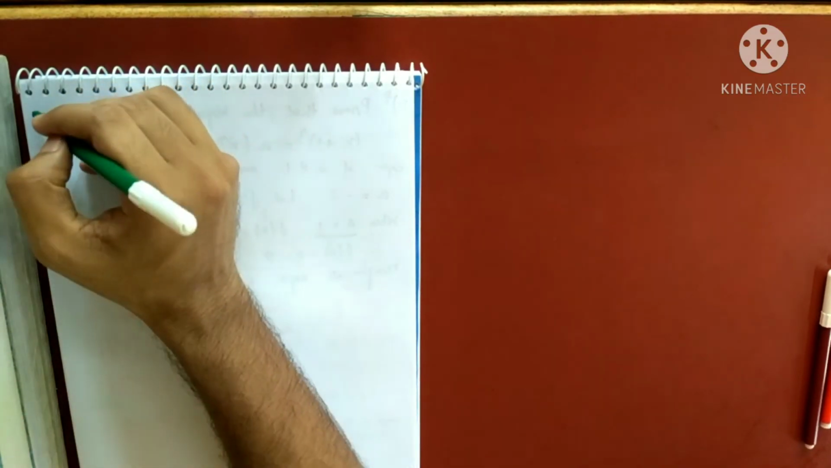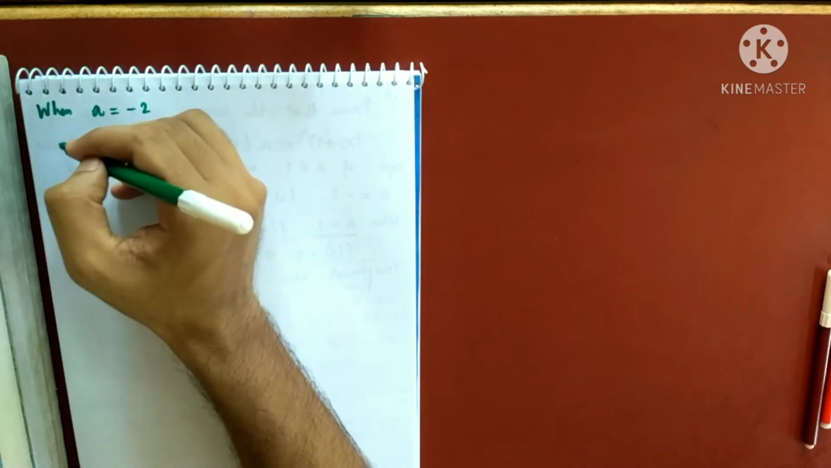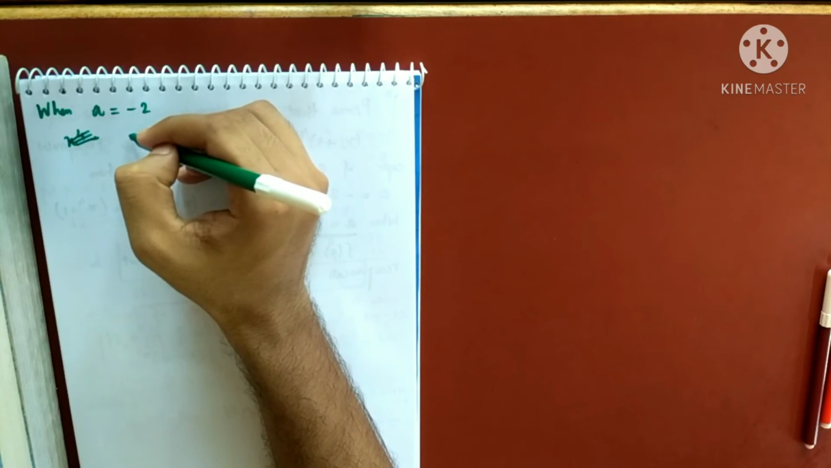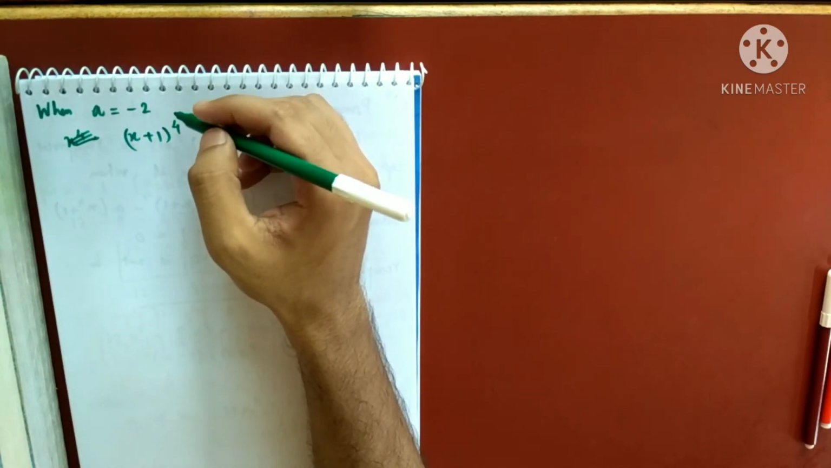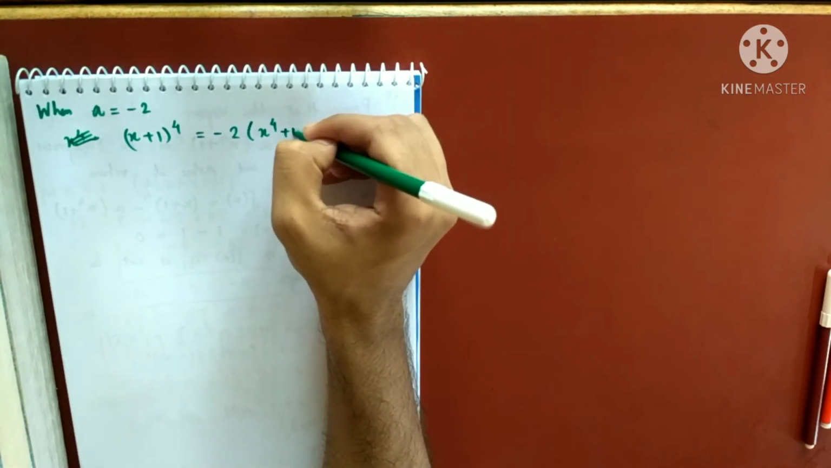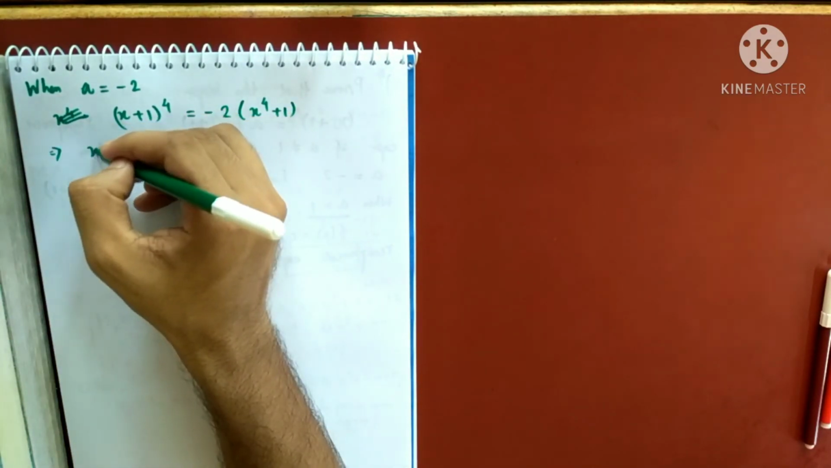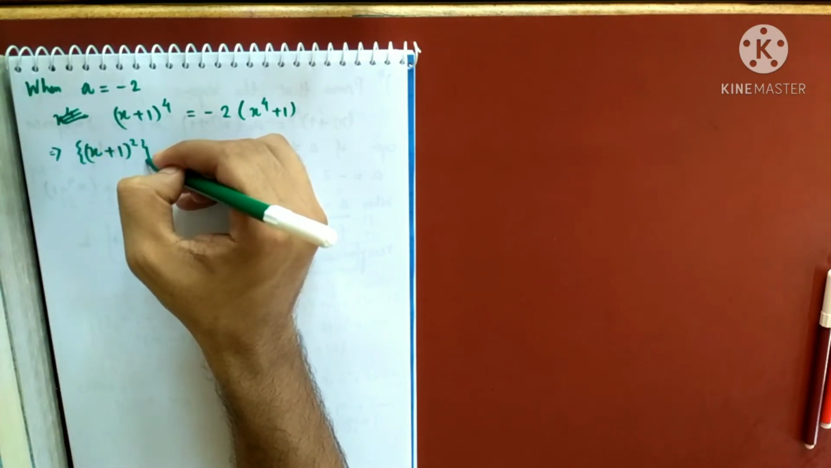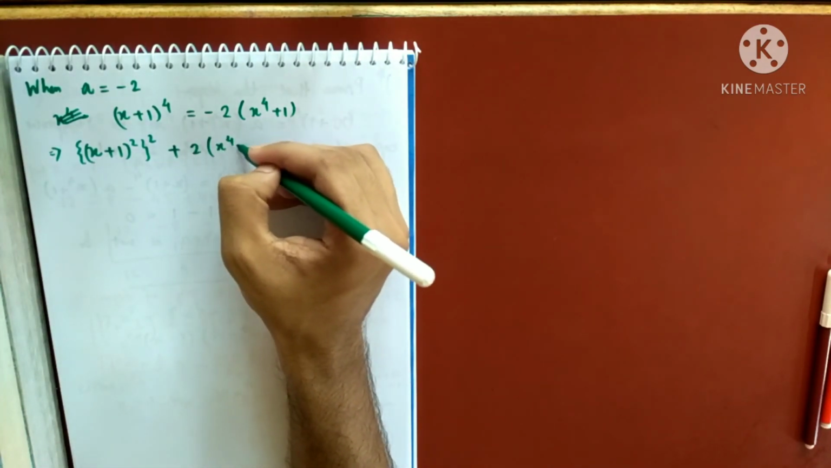So when a equals to minus 2, what is the reciprocal equation given to us? x to the power 4 plus (x plus 1) whole to the power 4 equals to minus 2 (x to the power 4 plus 1). So let's simplify this. Let's square first. This can be written as ((x plus 1) whole square) whole square, and you can send everything to the left hand side. So plus 2 (x to the power 4 plus 1).